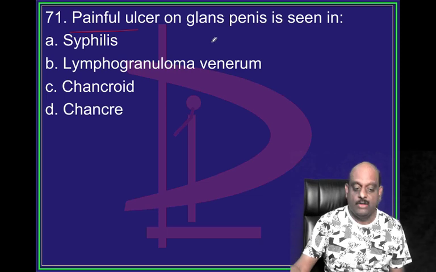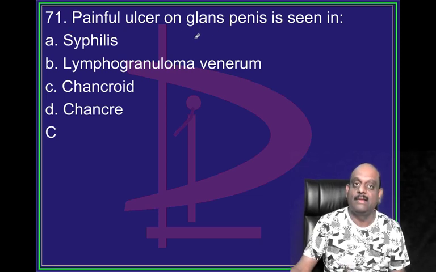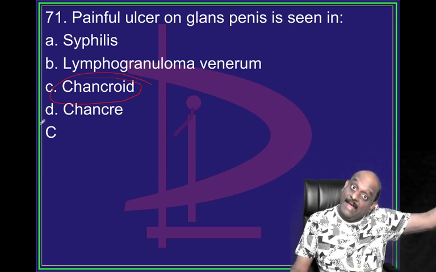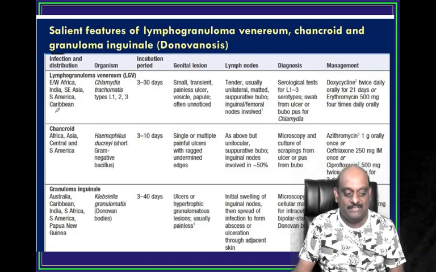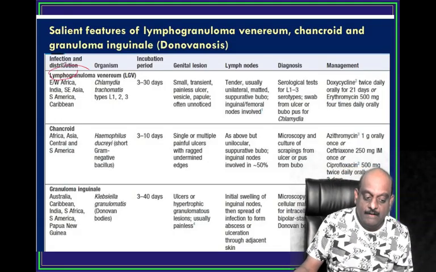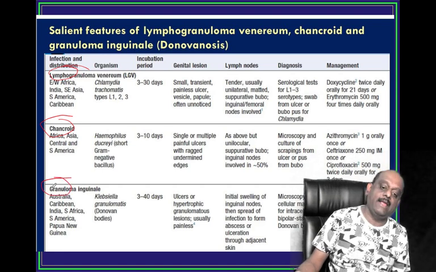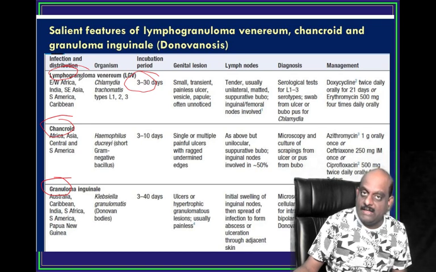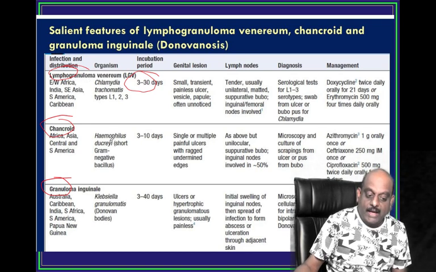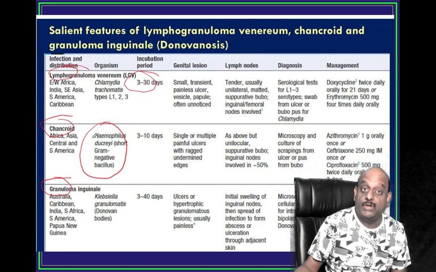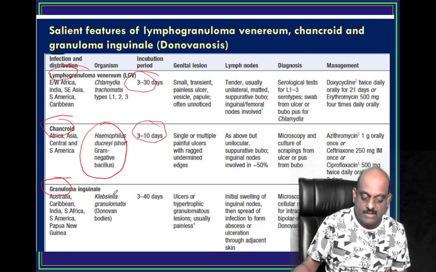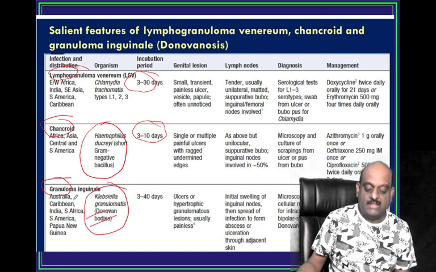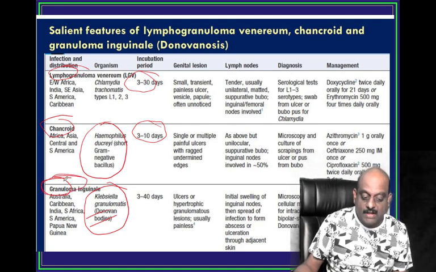Painful ulcer on the glans penis, that is chancroid, right? Painful lymphadenopathy is lymphogranuloma venereum. So quickly tell me doctor, lymphogranuloma venereum, chancroid and granuloma inguinale, main differences. Incubation period 3 to 30 days in lymphogranuloma venereum. Chancroid is Haemophilus ducreyi, which is a gram negative bacillus, 3 to 10 days. Klebsiella granulomatis, Donovan bodies, they are the ones in granuloma inguinale.